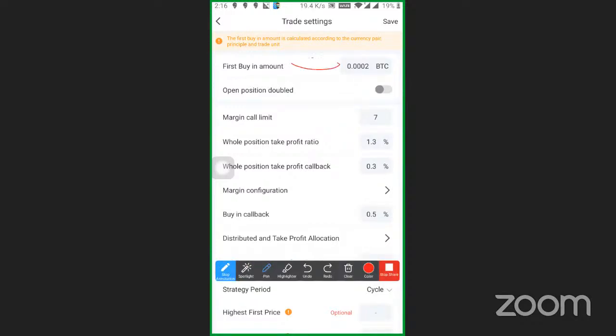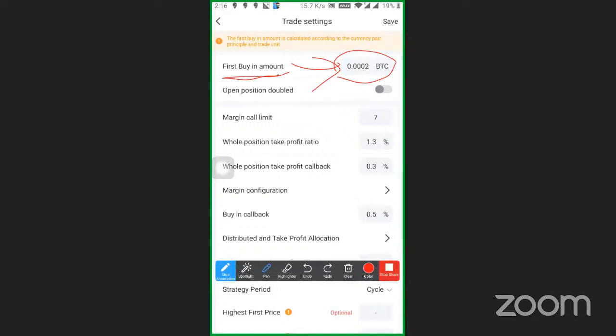It shows you, first of all, the minimum first buy-in amount. This is the first buy-in amount that you start with. The minimum first buy-in amount is 0.0002 BTC. You are trading in BTC, right? So this is the minimum BTC that you need as a first buy. You can increase it also if you have more BTC, but let us calculate how much BTC we need if we want to use this default setting.